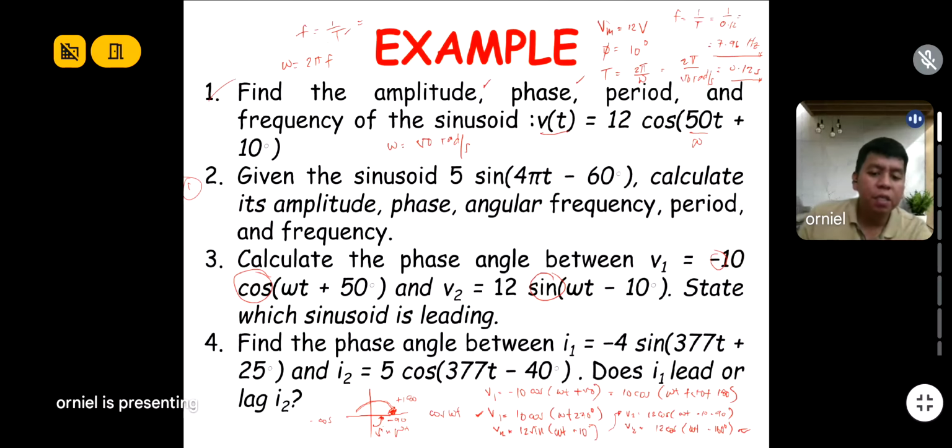By the way, I'll erase this one. Okay, if you look at it, V1 is 10 cosine omega t plus 230 degrees. We have V2 also, 12 cosine omega t minus 100 degrees.